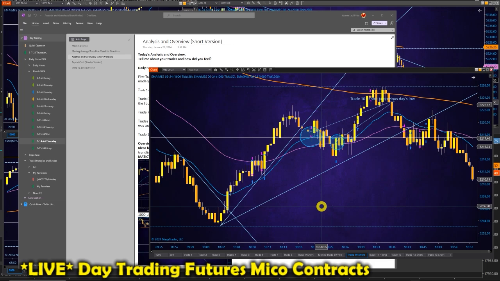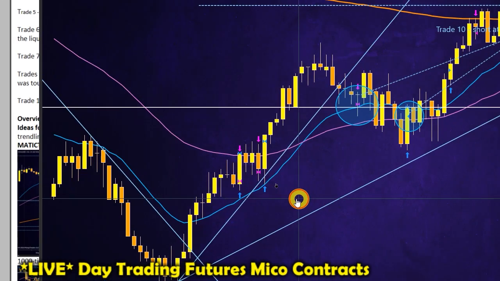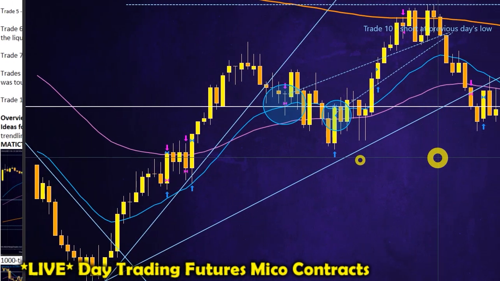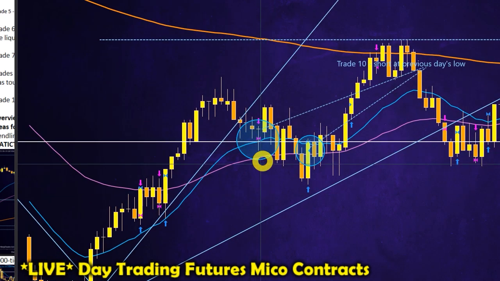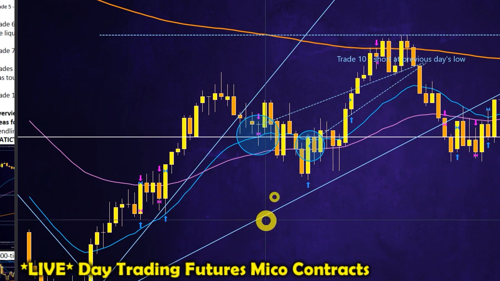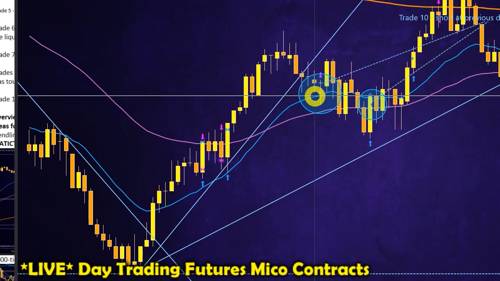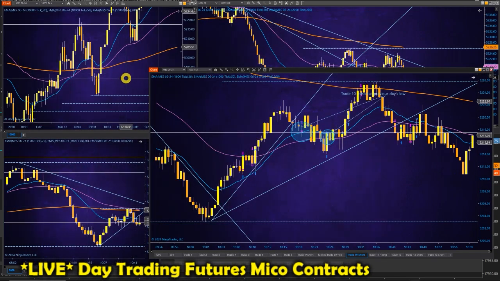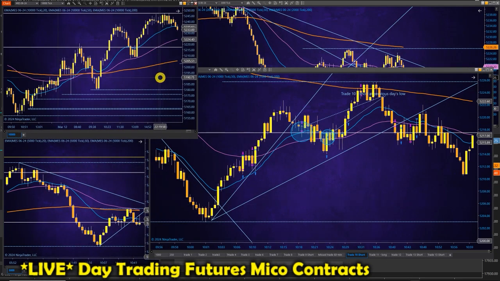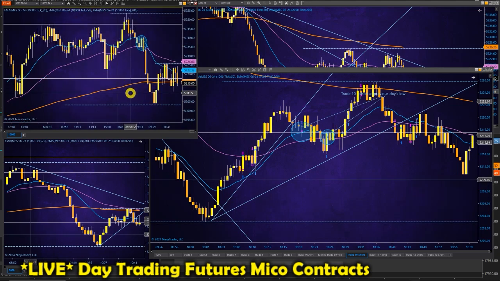So yes, trades 8 and 9 were right over here. Trade 10 was a short previous day's low. Yeah, I tried to short the previous day's low right here. The trend line was broke. I said, okay, let me just go short. If things are going to continue to do this, and let me see where I'm at on this time chart here.